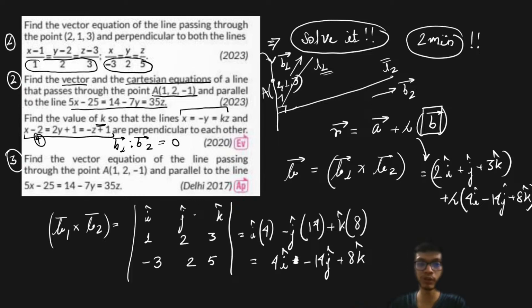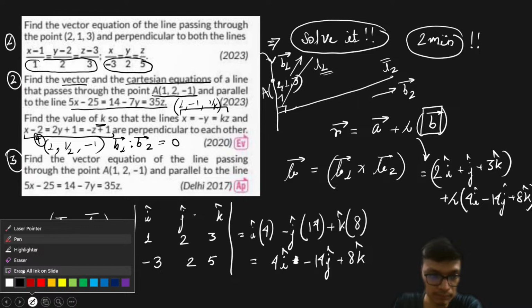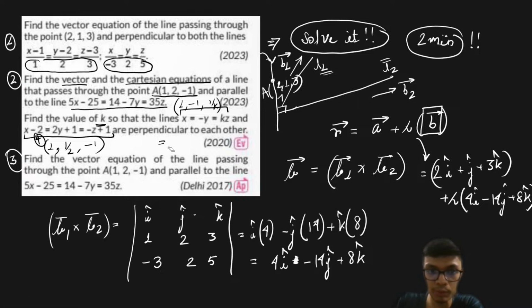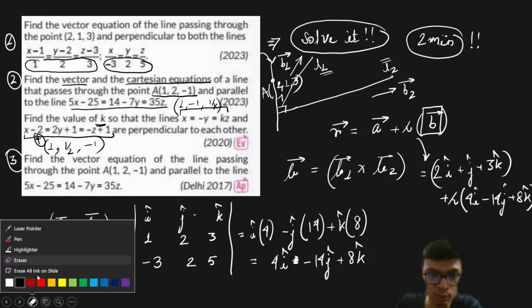and equate it to 0 in order to get the perpendicular condition, right? If you look at this problem, the first line has direction ratios 1, minus 1 and 1 upon k, right? And the second line has direction ratios 1, 1 upon 2, minus 1, right? So we just need to perform the dot product. It is very quick and simple, right? These are all 2 marker problems.